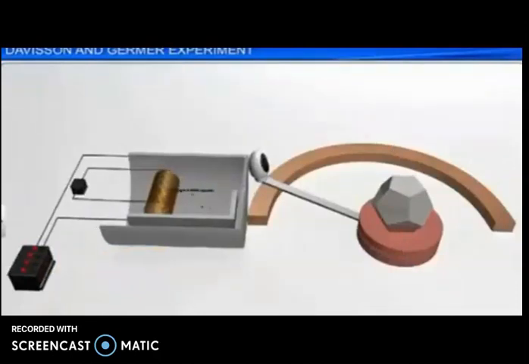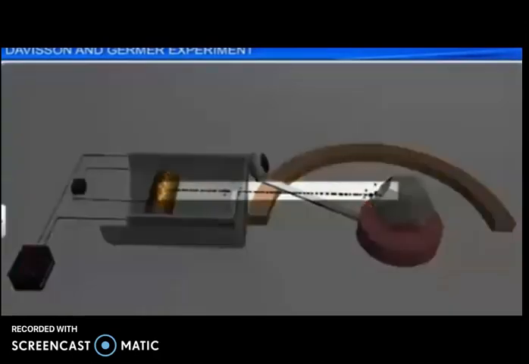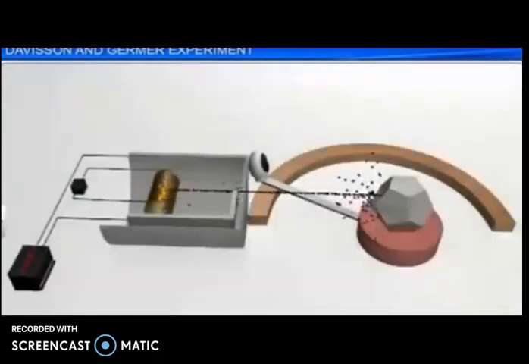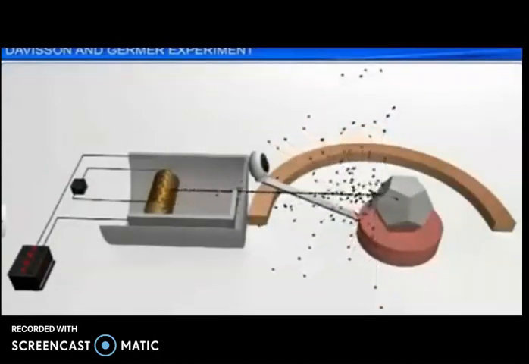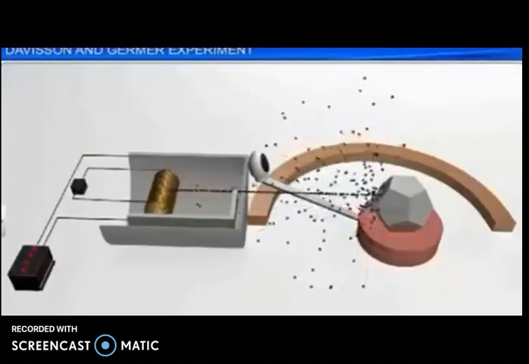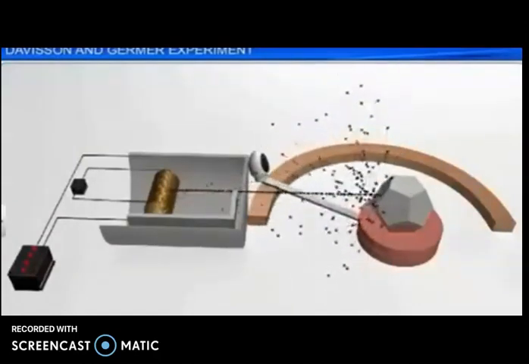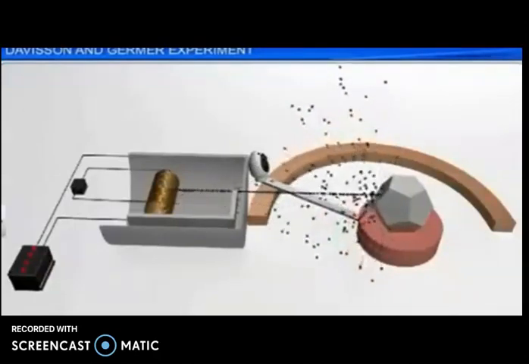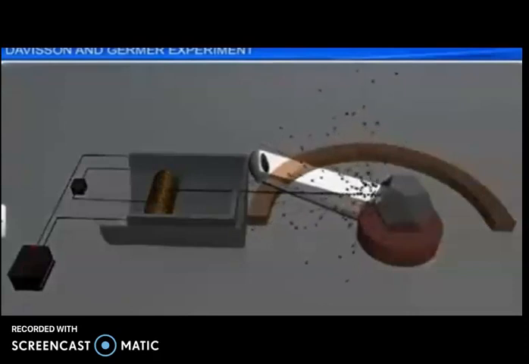Along its axis, producing a fine collimated beam. This collimated beam is directed to fall on the surface of a nickel crystal. The electrons are scattered in various directions by the atoms of the crystal. The intensity of the electron beam scattered in a given direction is measured by the electron detector or the movable collector.